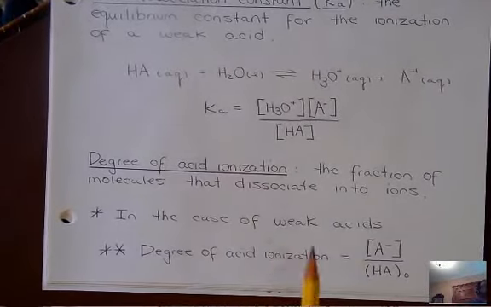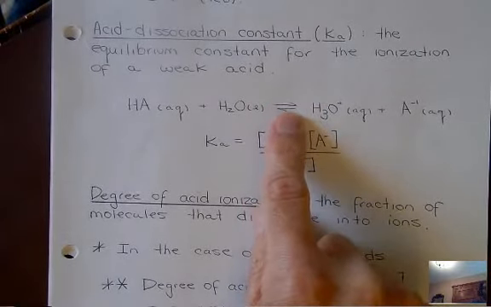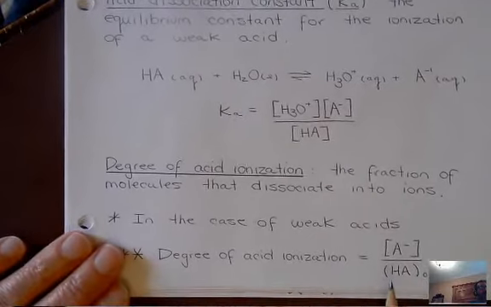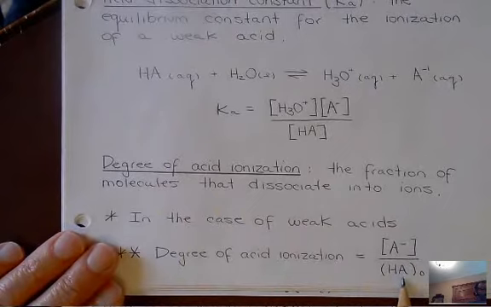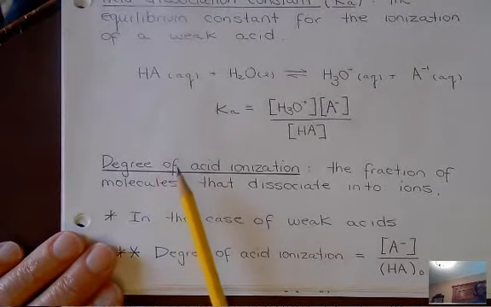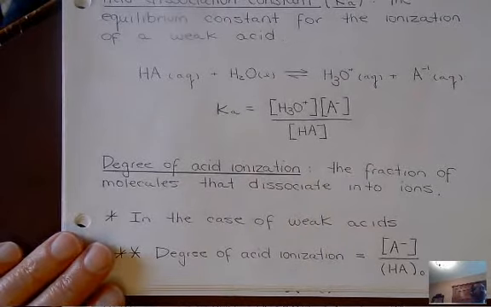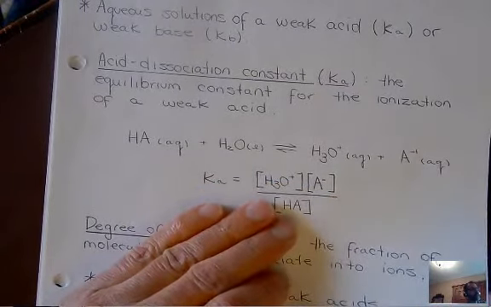0% ionization would be that nothing happened. That this reaction was terrible and it didn't happen at all, or that the back reaction was so much more favored than the front reaction. Well, if that was the case and nothing happened, then this numerator, A minus, would be 0. My amount of HA would still be 0.15, and I'd get 0 divided by 0.15, and 0 divided by anything is going to be 0. So this degree of ionization is bound between 1 and 0. The highest value it could be is 1. The lowest value is 0. 1 meaning 100%, 0 meaning 0%. Good.